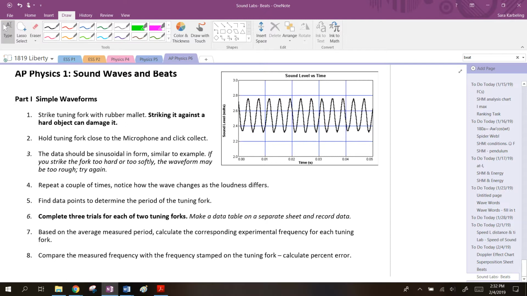You should only ever strike the tuning fork with the rubber mallet. And by that I mean with the rubber part of the mallet. So you can kind of hear that, right? Like that one's a little high-pitched one, right? But you can hear it.